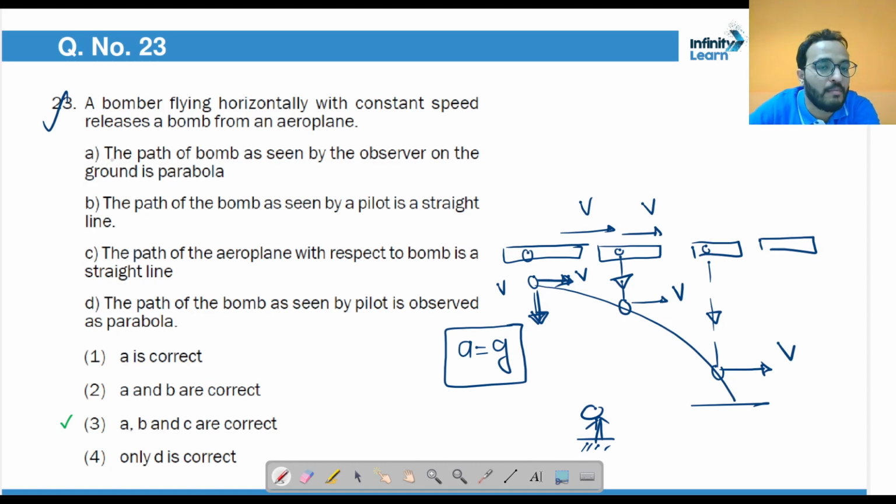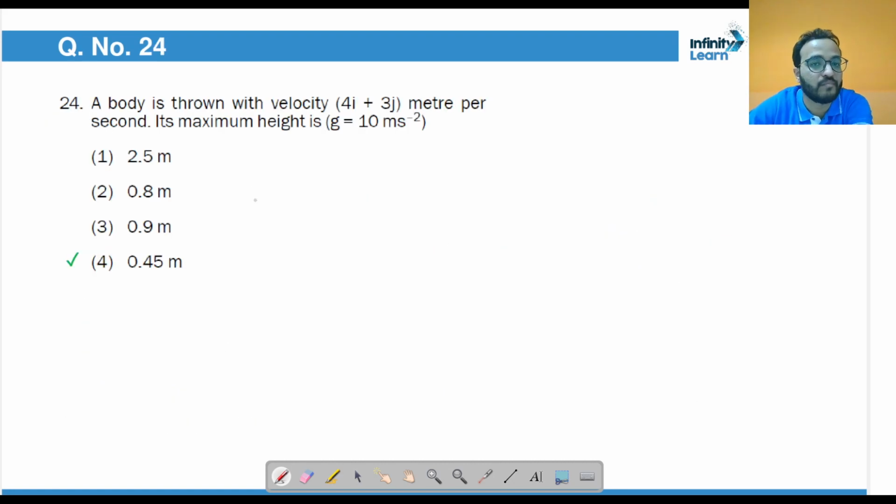So the path of the bomb as seen by the observer on the ground is parabola, correct. The path of the bomb as seen by the pilot is a straight line, correct. The path of the aeroplane with respect to the bomb is a straight line. So with respect to the bomb also, the path of the aeroplane will be a straight line. The bomb will feel that the aeroplane is going up. The aeroplane will feel that the bomb is coming down vertically. The path of the bomb as seen by the pilot is observed as parabola, wrong. This answer is parabola only if it is observed by the person on the ground. A, B, C are correct.